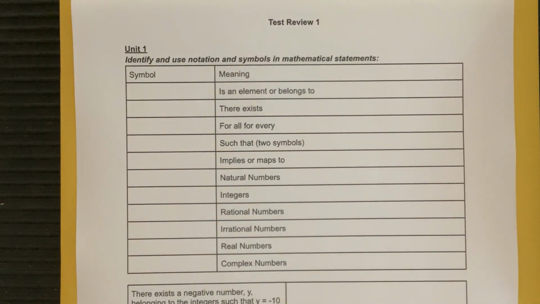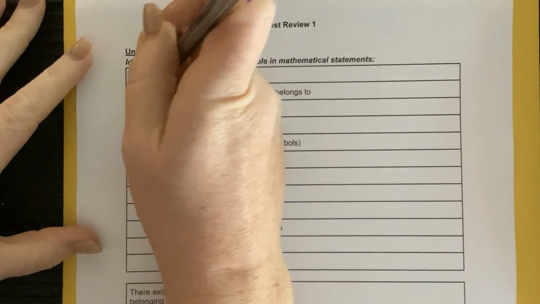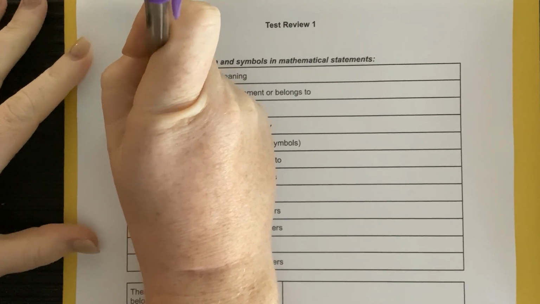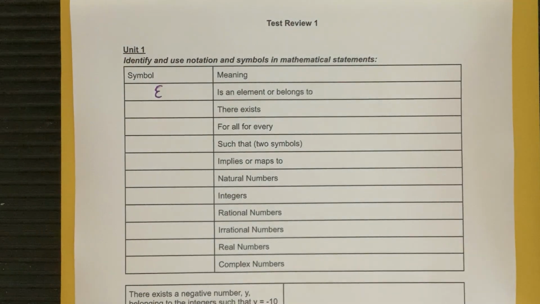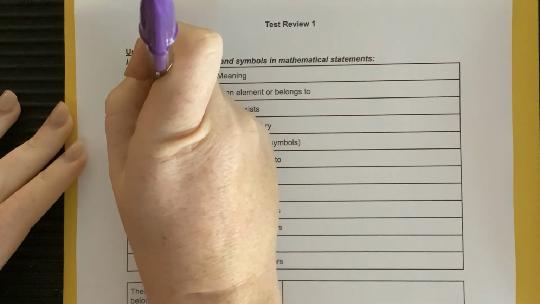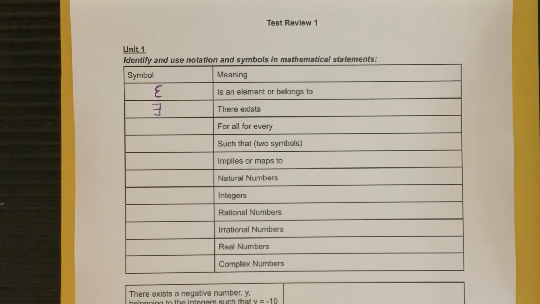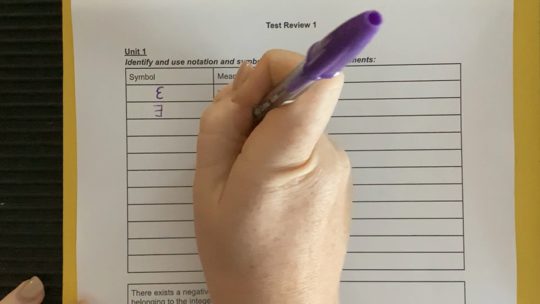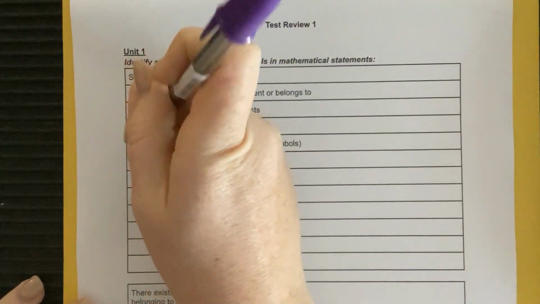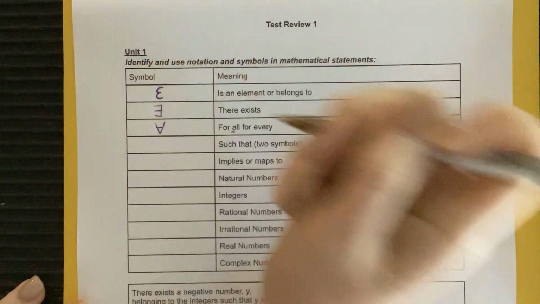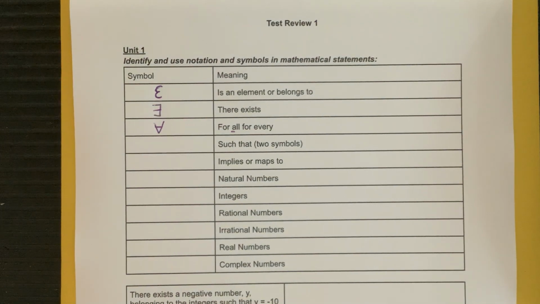So if you ever see it written as an element or this belongs to, remember that symbol is that kind of like curly E. So that means element. There exists is that backwards E. So anytime you see there exists, that can be replaced with that symbol. For all, that A is important. For all and for every, that's the upside down A. So for all and for every.